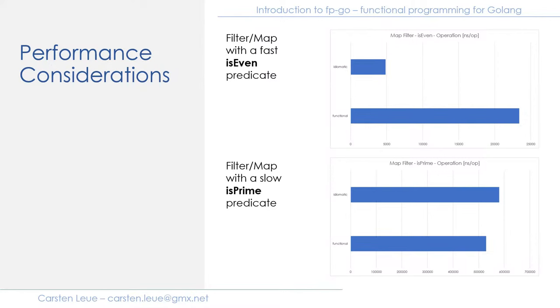And since many operations in the real world are really bound by IO operations, or business operations that are not that fast, the overhead that this library introduces is, in my experience, acceptable, because it is visible on a micro scale, but not on a macro scale.